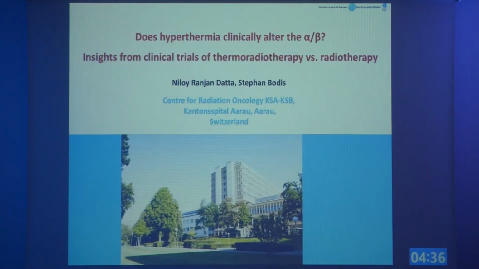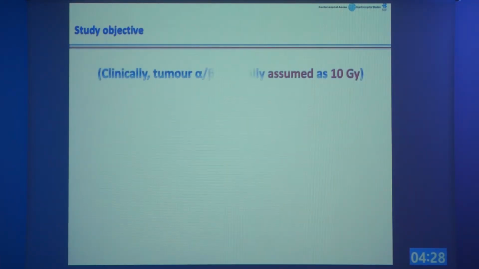So if this is so, does it also happen clinically? That's what perhaps we need to share. So the study objective was that we are all assuming that the tumor alpha beta is usually taken as 10.